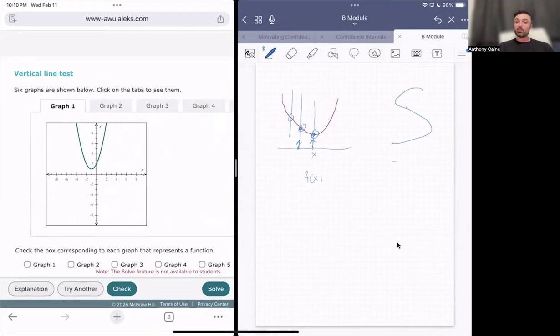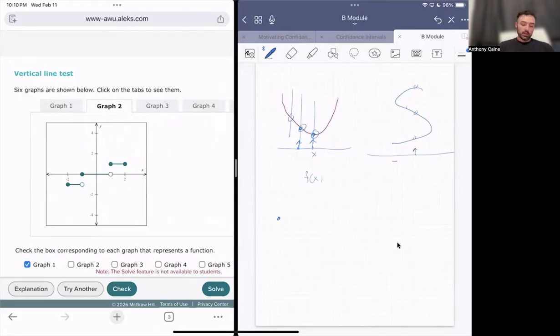That's because there's one output for every input. Here's an example of something that's not a function. If here's my x-axis and I look up, I'll hit, hit, hit, not a function. I don't know what my output is. There's 3 to choose from. So graph 1, that's a function. Graph 2, this is also a function.